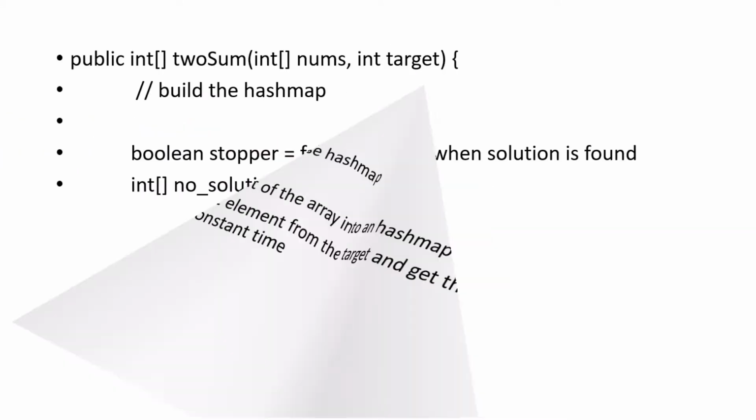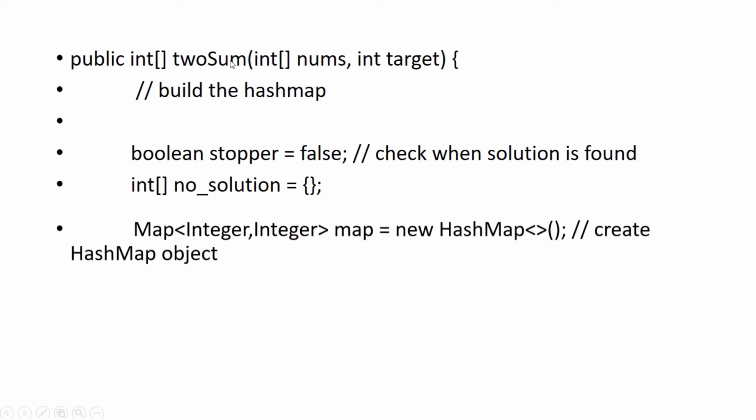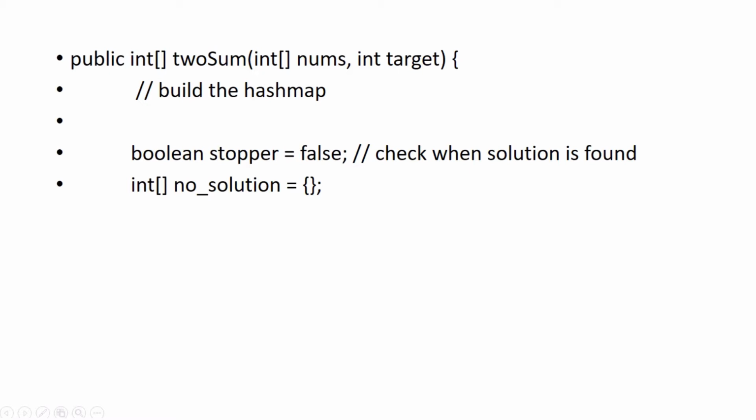So okay, this is our method. This is our twoSum method. The method takes the array, as we said. This is the array, and it takes our target. So the next thing is for us to build a hash map. Now we have some utility variables here to help us check when the solution is found. And when we don't have a solution, we can return this empty array to show that there is no solution.